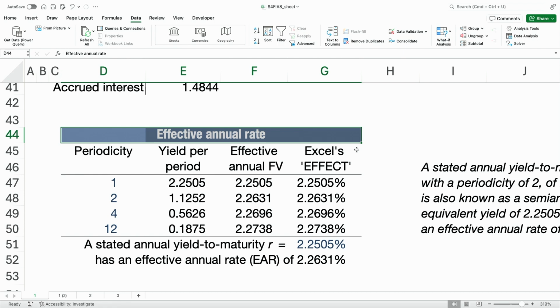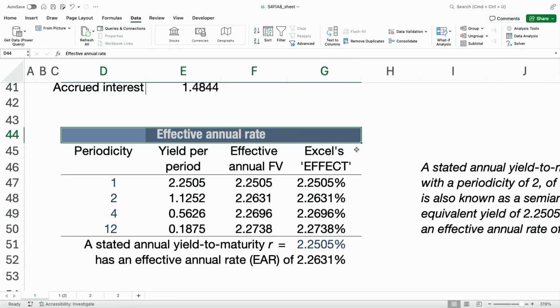We can make comparisons now among bonds that have different periodicities. Why is the effective annual rate greater than the bond equivalent yield? Because it compounds 2 times per year. We get interest on interest. The two most common periodicities globally are 1 and 2, as most bonds, like in the US or the UK or Europe, make either annual or semi-annual coupon payments.